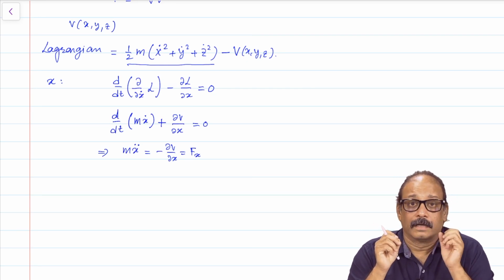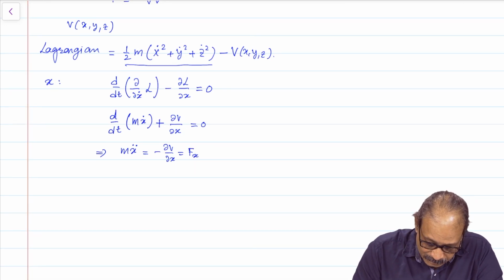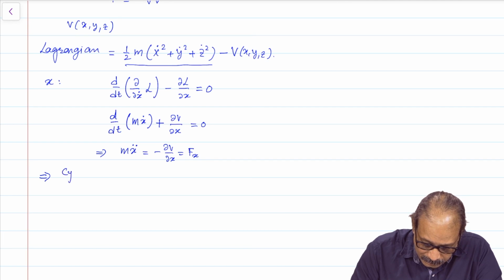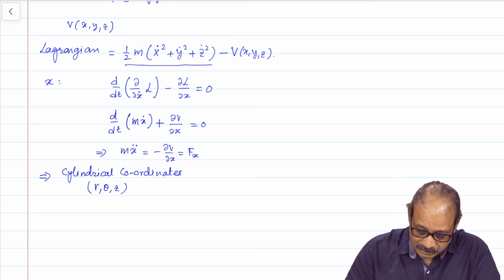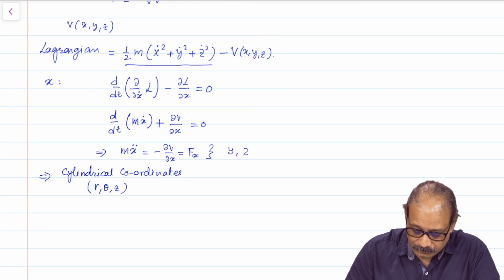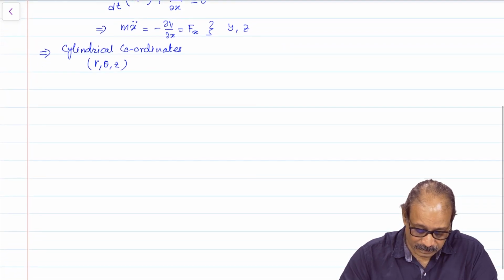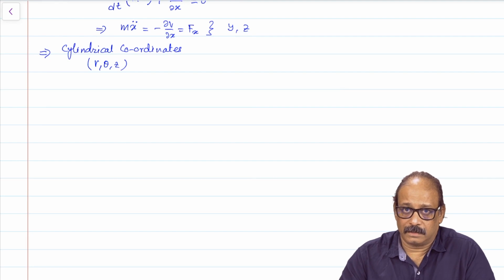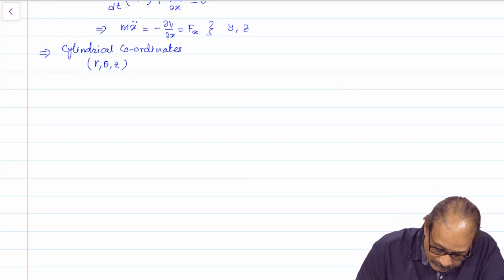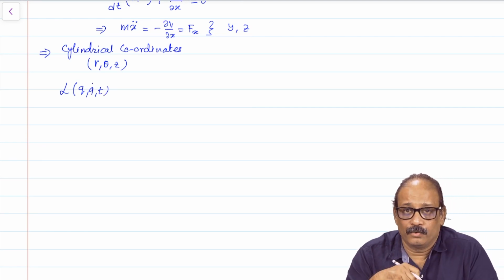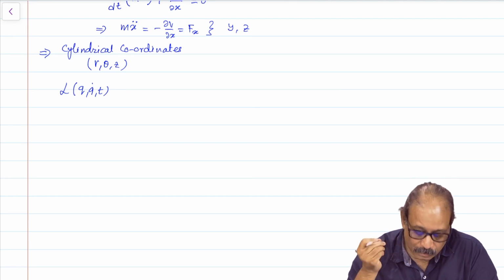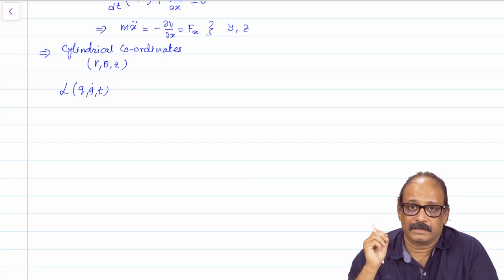Okay. So, here I will apply the same situation, but I am going to use cylindrical coordinates as r, theta and z. By the way, in the previous case, of course, there are 2 more equations, one for y and one for z too. Now, in case of cylindrical coordinates, can I use them as generalized coordinates? Of course, yes. So, the Lagrangian, which is a function of the coordinates q, q dot and t. Remember, here q represents r, theta and z, q dot of course represents r dot, theta dot and z dot.